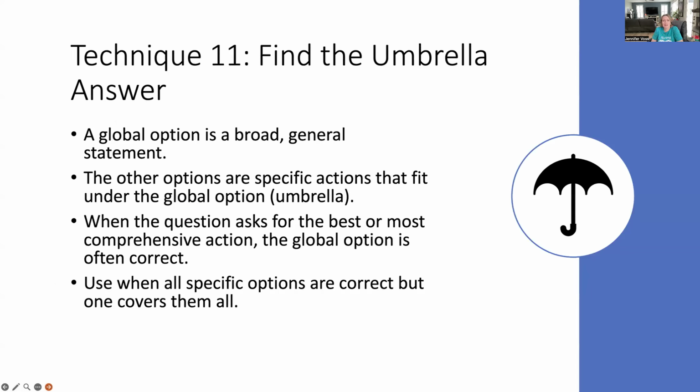All right. Technique number 11, find the umbrella answer. So this is like a global statement, meaning the global is the umbrella statement where it can fit all the other options underneath it, right? So when the question asks for best or most comprehensive action, the global option is often correct, right? A silly example of that is... I'm not even going to go silly. I'll just go to the question.